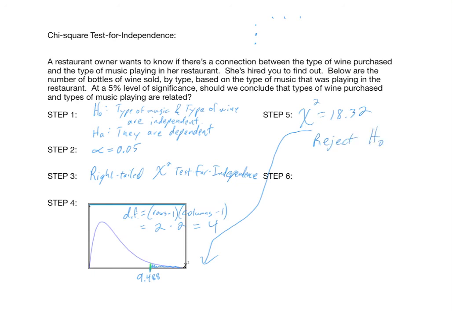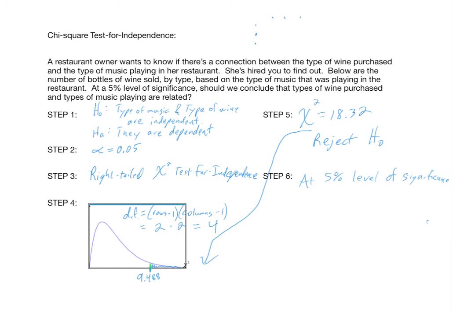In step 6, we now need to interpret our results. So we did our testing at 5% level of significance, so we're going to start with that. At 5% level of significance, again, we're rejecting the null hypothesis, so we're rejecting that the types of music and the type of wine are independent. So you can say that you're rejecting that they are independent, but rejecting that they're independent is basically saying that they are dependent. So I'm going to write it that way.